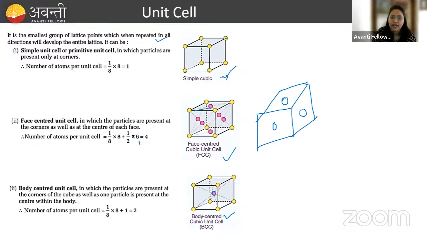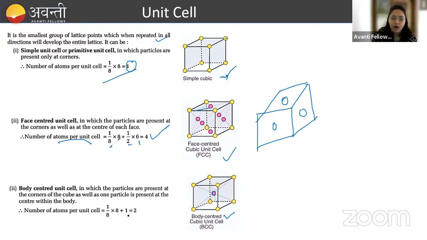For every face, how much is it going to contribute? It is going to contribute half. And here I have taken 8 atoms at the corners, 8 corners, so here it is 1 by 8 into 8. So the total number of atoms per unit cell is 4. Here, in the simple case, 8 corners, 1 by 8 contribution of each atom. That's why overall how many atoms are present per unit cell?